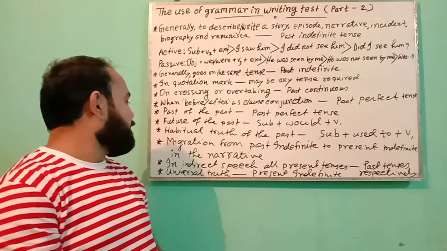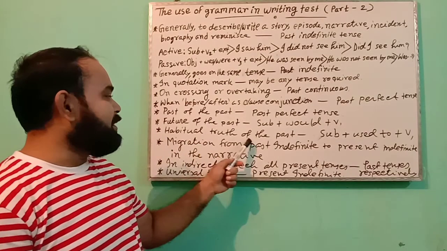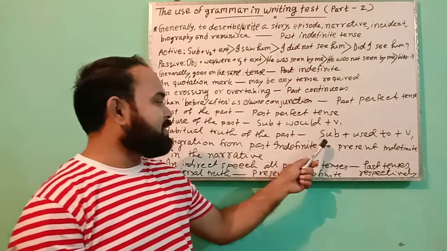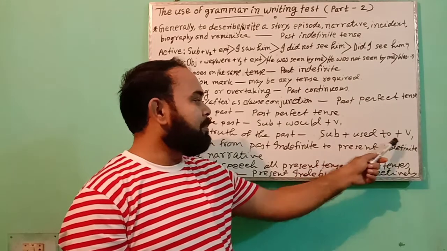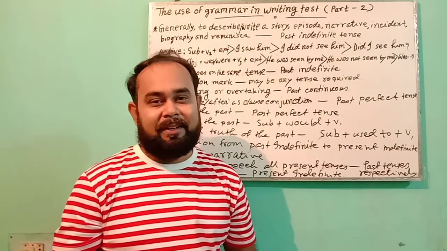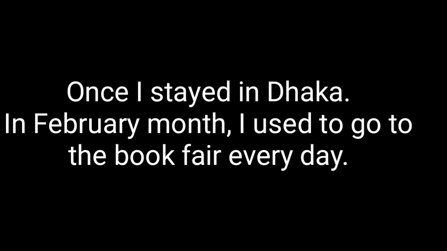Then habitual truth. To express the habitual truth of the past, you must use subject plus used to plus be on. Well, dear friends, for example, once I stayed in Dhaka. In February month, I used to go to the book fair every day.